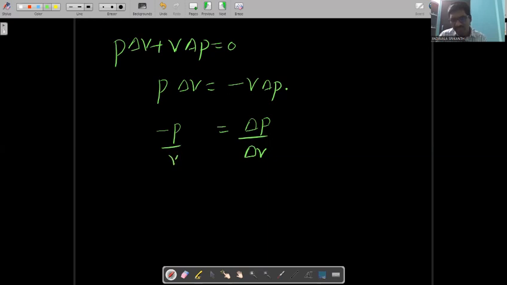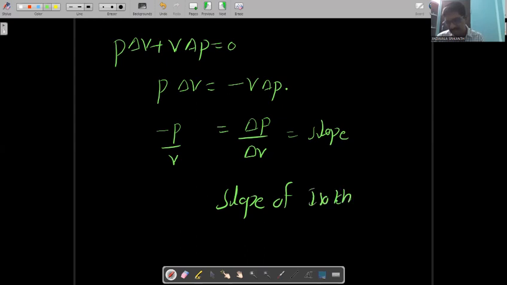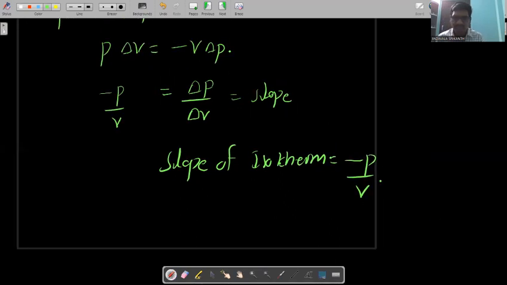So minus P by V. Am I right? Okay. Delta P by delta V is equal to how much? Minus P by V. Therefore, this actually becomes the slope of your graph. Very important. In the examination, he will be comparing the slopes, the gamma values, many things he will be comparing. So the slope of the isothermal process is equal to minus P by V. Okay, isothermal process, minus P by V. Keep this point in the brain.